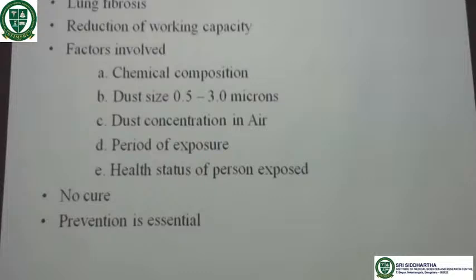So, the contribution of pneumoconiosis in occupational health plays an important role. A common problem you will face is lung fibrosis. It leads to reduction of working capacity, and some of the factors involved here are composition, especially chemical composition, and particle size, that is 0.5 to 3 microns. This plays an important role. Of course, dust concentration, duration or period of exposure, and health status of the person exposed, age, so many factors contribute to pneumoconiosis. And of course, we do not have an exact cure for pneumoconiosis. Once again, we have to adopt the principle that prevention is better than cure, and prevention is essential.